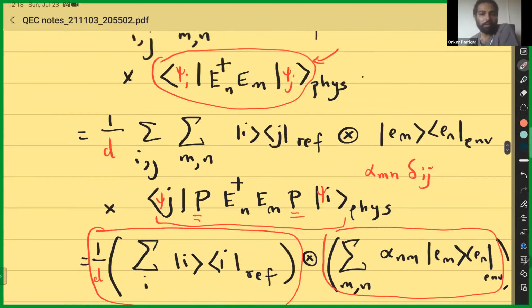So that part of the proof is very simple. You just compute, and the Knill-Laflamme conditions tell you that the density matrices have to factorize in this way.